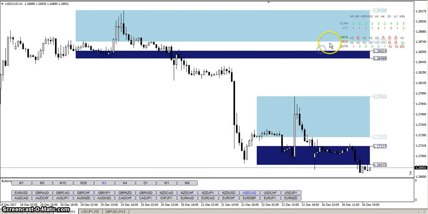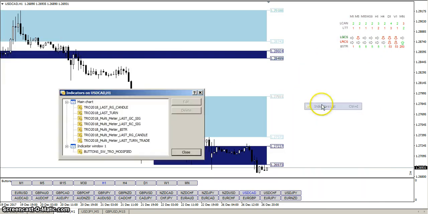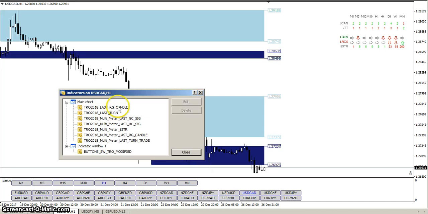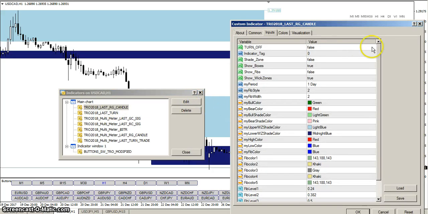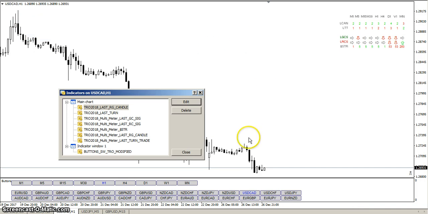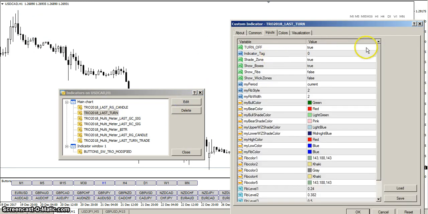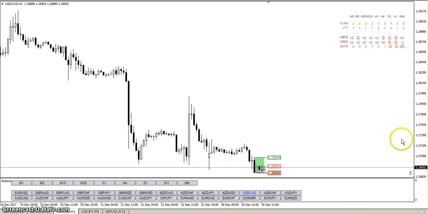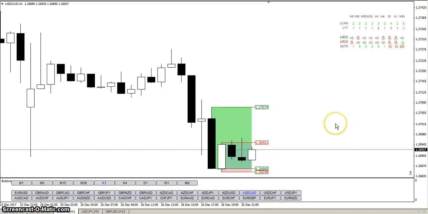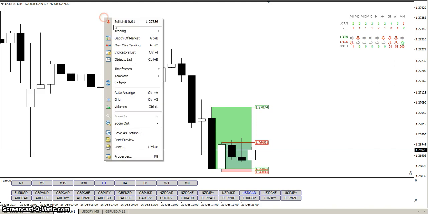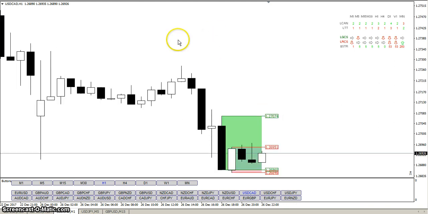Okay, and we also have an indicator I call the last turn. So if we turn this indicator off, we can come down and turn this one on. Why do I keep doing that? Okay, let's widen the chart. And what is this showing us? This is showing us a turn trade.